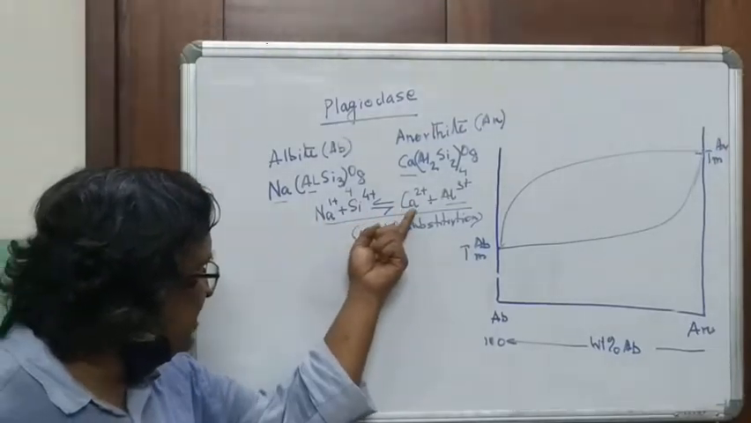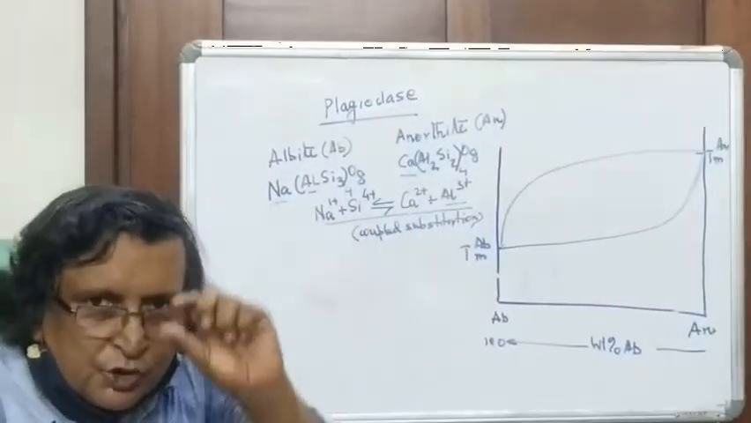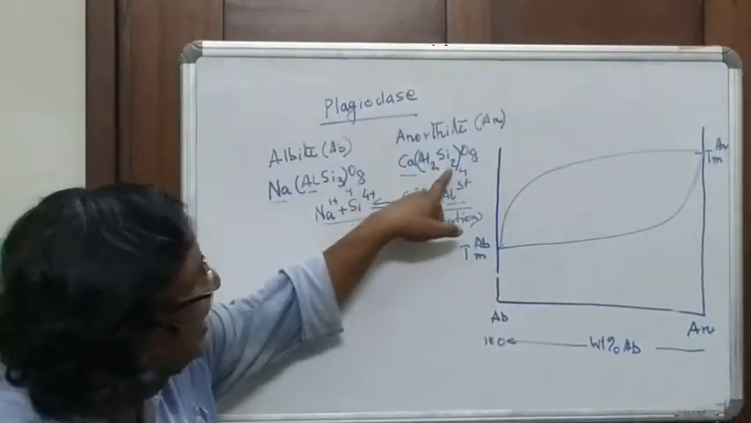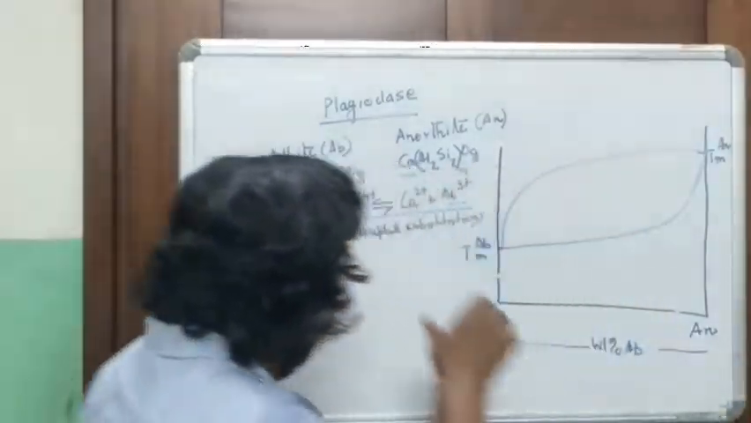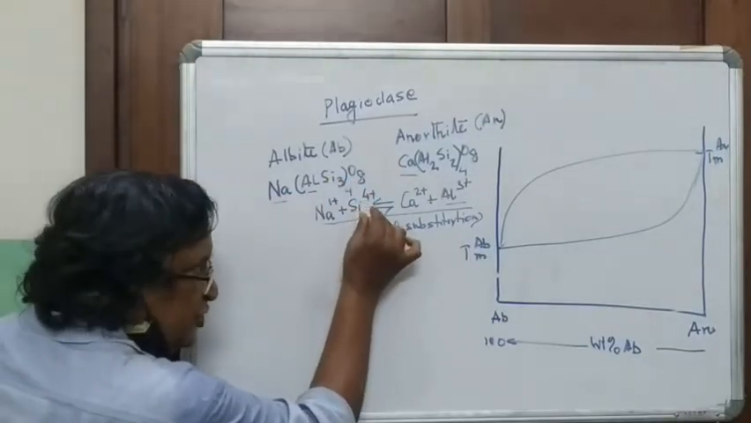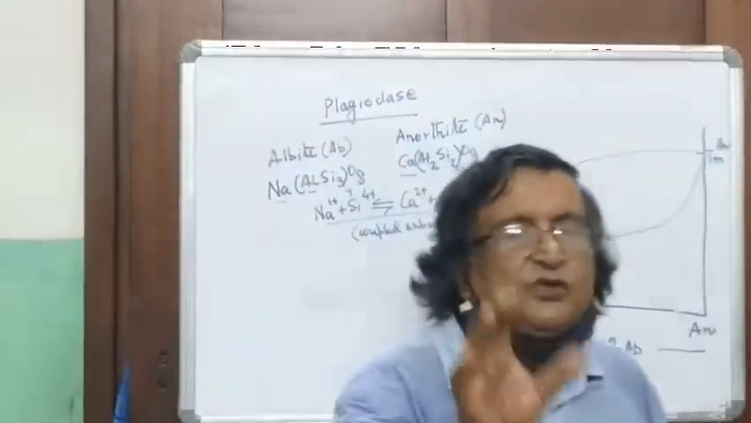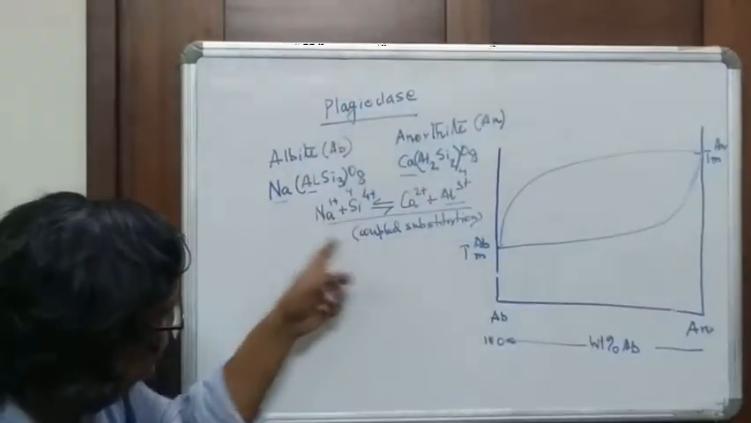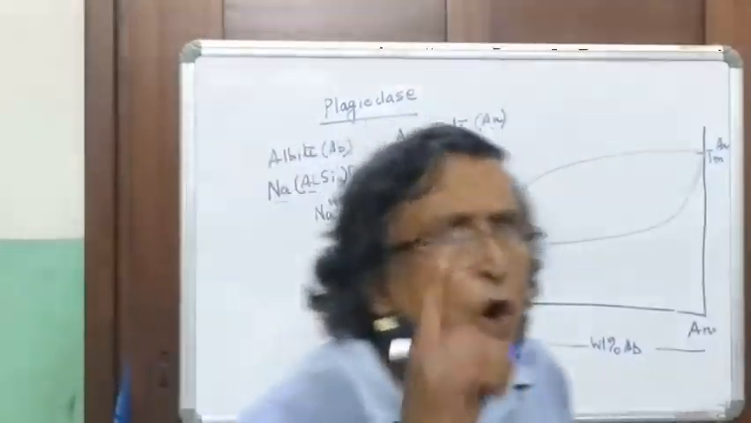But in order to keep the charge balance, another coupled substitution has to be induced so that Si changes to aluminium. Because one substitution, NaSi, has to be coupled with another substitution in another part of the crystal structure. That is why it is called coupled substitution. This type of substitution is very different from what I have told you about the mineral olivine.